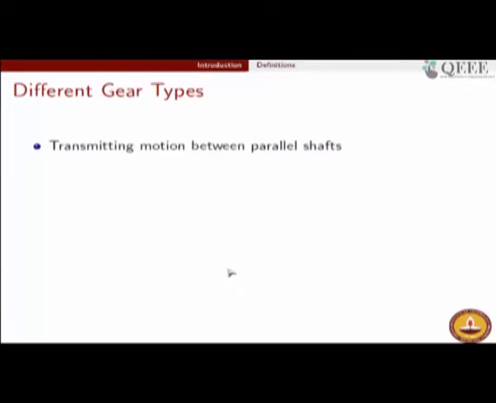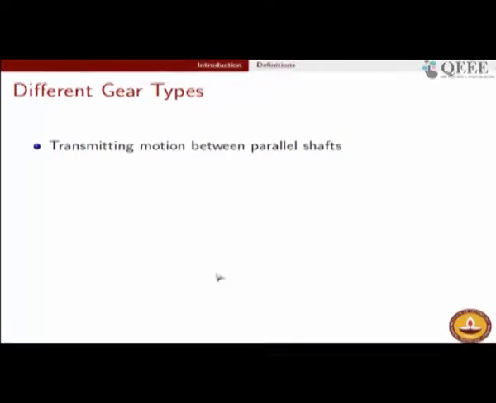Talking about different gear types, there are many. The one that we will study is associated with the transmission of motion between parallel shafts. You could have shafts in parallel, shafts making an angle, or shafts which are skew, that means they are neither parallel nor intersecting. Accordingly, if you wish to transmit motion between any of these different kinds of shafts, you will have a different gearing arrangement.